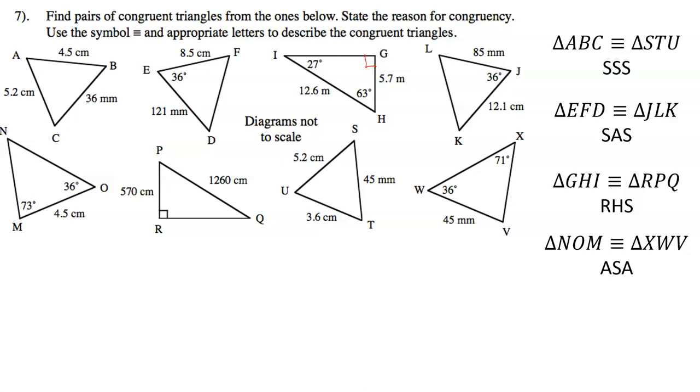And with this, what have I called it? NOM and XWV, I need to calculate this third angle to check that 4.5 centimeters or 45 millimeters is in between 2 angles that are the same.